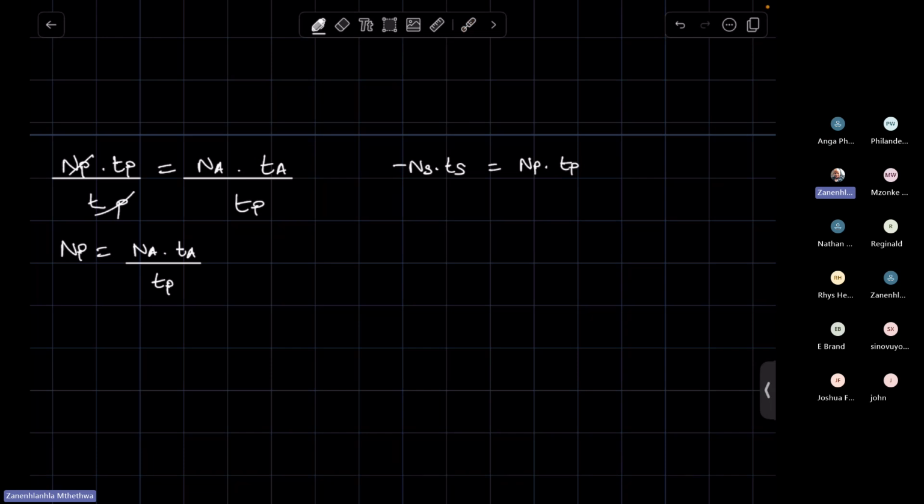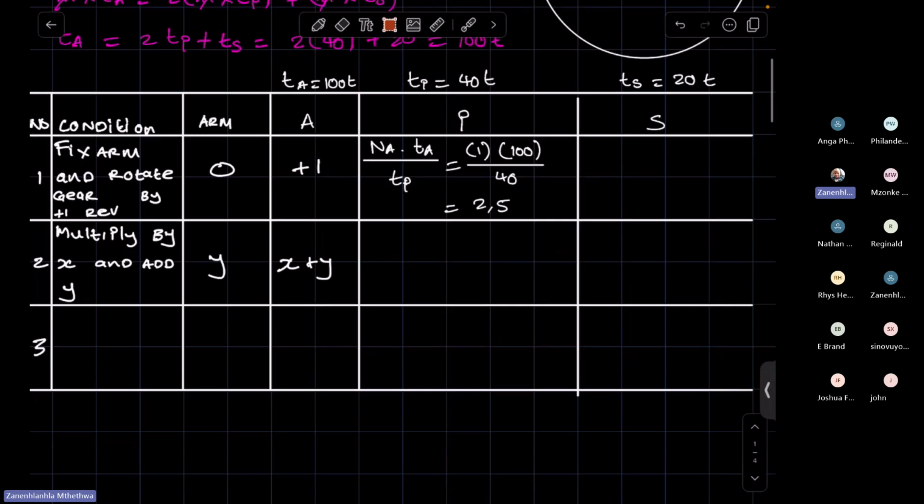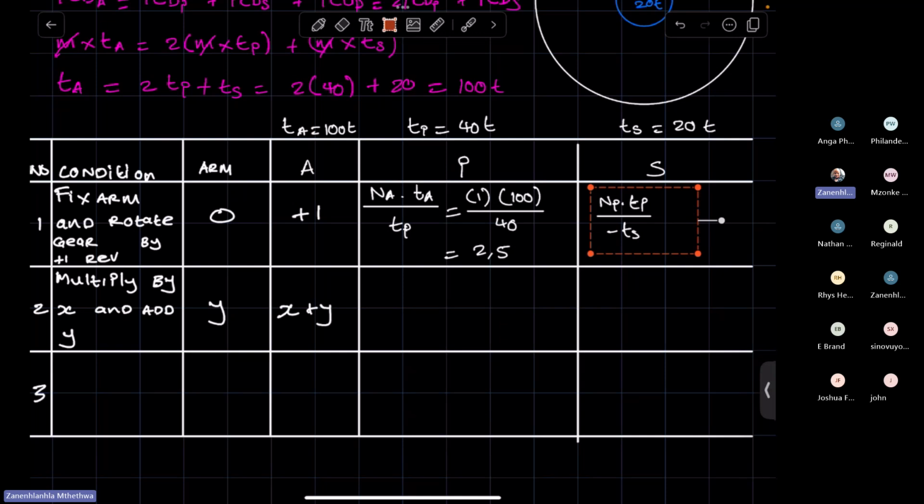Now for the third step, solve what you're looking for. We're looking for NS. So we divide both sides by negative TS. Obviously that goes, and NS is equal to NP times TP divided by negative TS. So to get NS, this is what we are looking for.